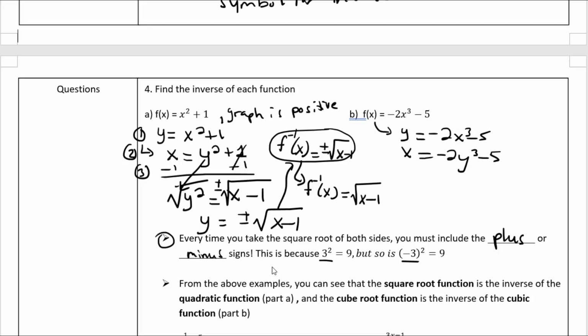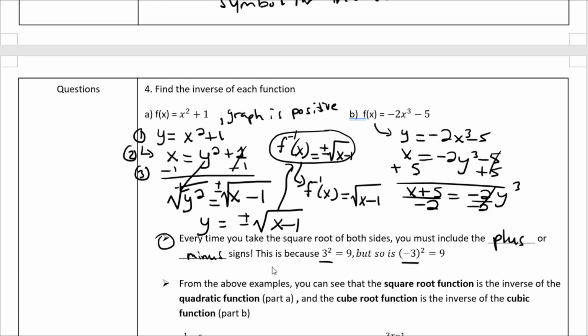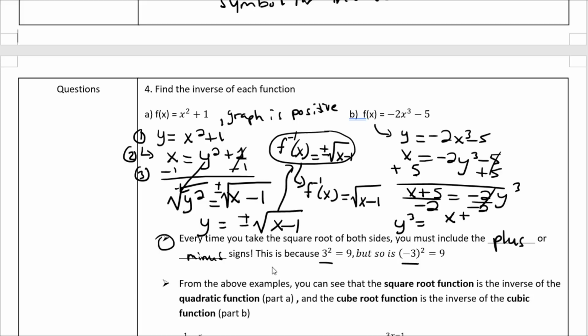Now you're going to add 5 to both sides. You're going to solve for y here, so now you've got to get rid of everything except for the y. Now you've got to divide by -2. So now you're left with y to the third equals x plus 5 over -2.